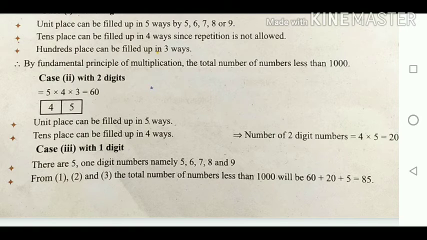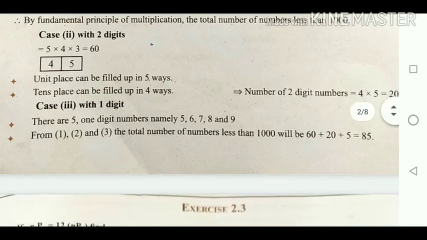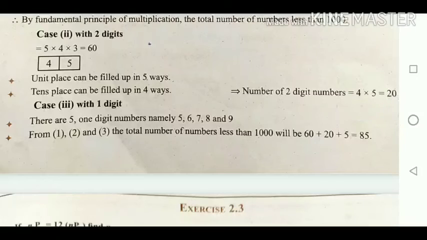Case 2, a 2-digit number: the unit place is filled in 5 ways and the tens place in 4 ways, so 5 into 4, and we get 20 as the answer. Case 3, with a 1-digit number, there are only 5 ways. Adding these, the total number of numbers less than 1000 will be 60 plus 20 plus 5, equal to 85.